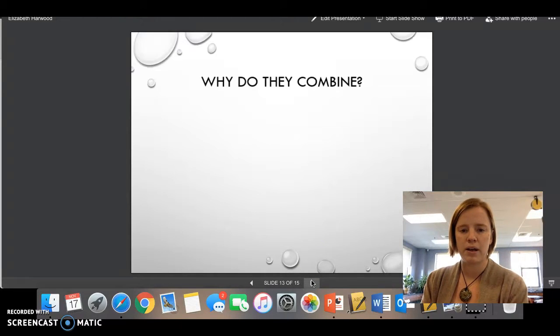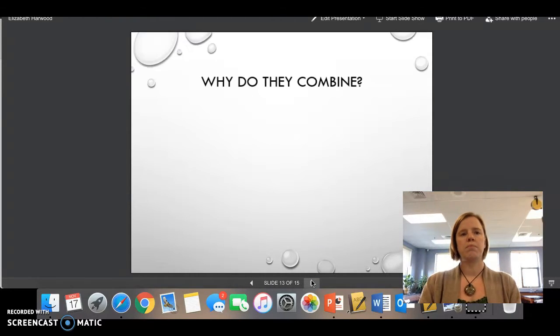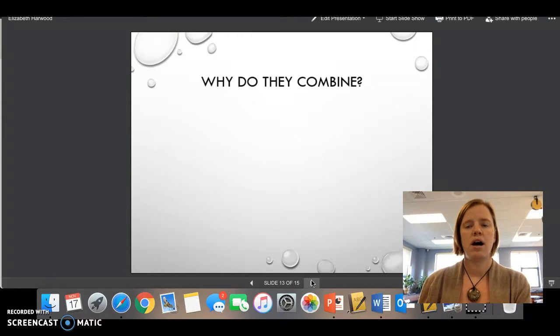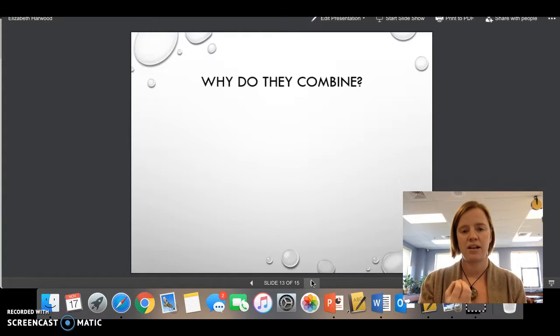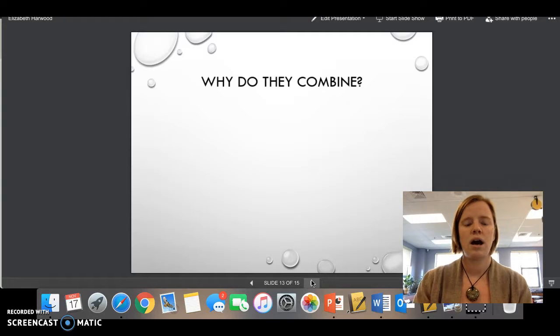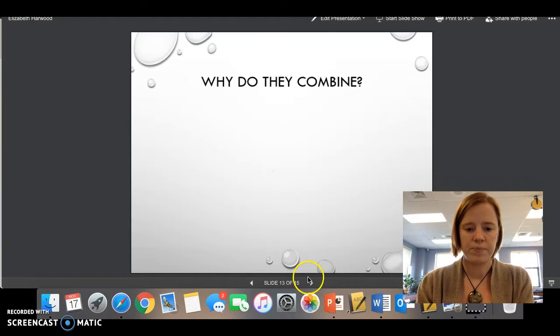So why do they combine? We talked about our valence electrons, and how those valence electrons are charged. If the valence shell, that last shell of an atom, is not full, that atom is constantly looking to fill that shell with another electron. So the electrons are moving back and forth, and this is why they combine. I'm going to show you another short video on BrainPop about chemical bonds and why they combine.